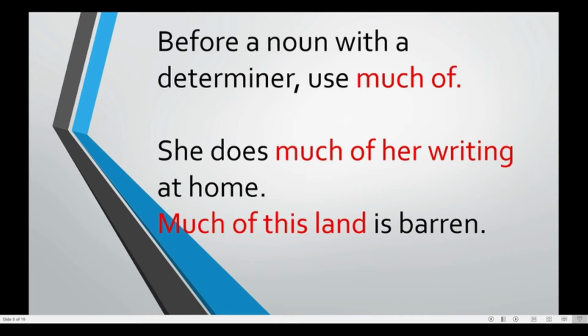That means when a noun is used alone and when it is uncountable, use much with it. Before a pronoun, use much of. When a noun is used with a determiner like an article, possessive, or demonstrative, use much of with it.